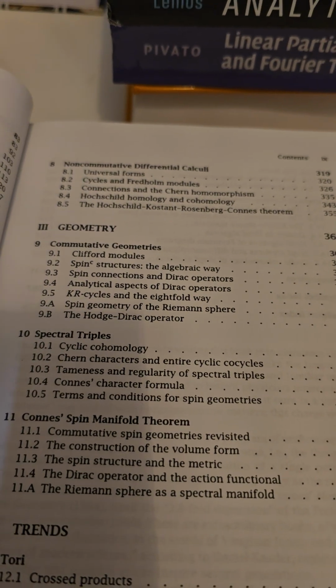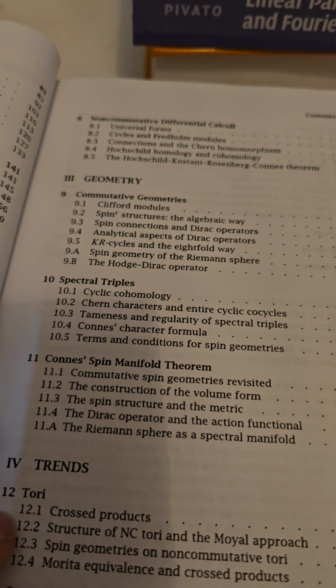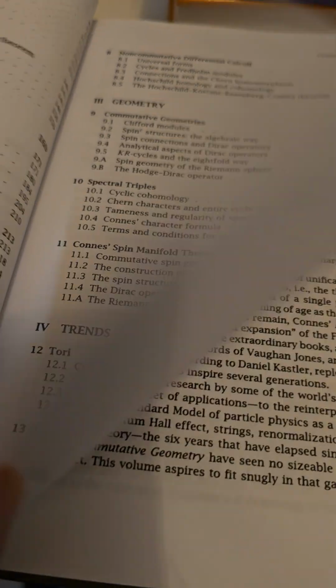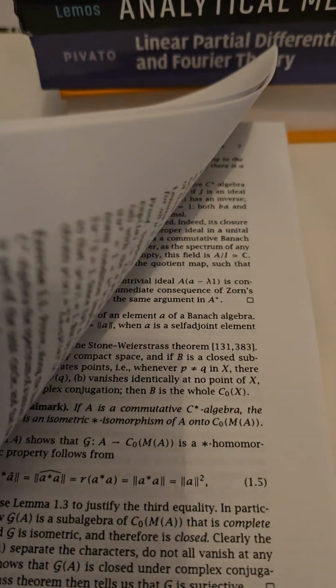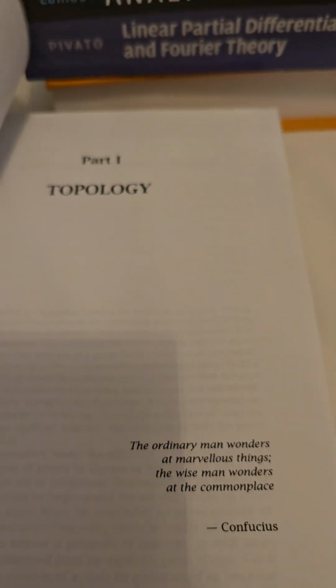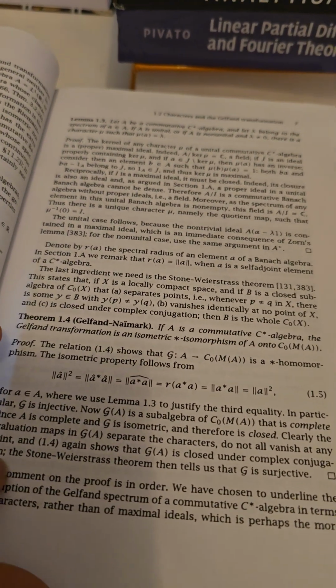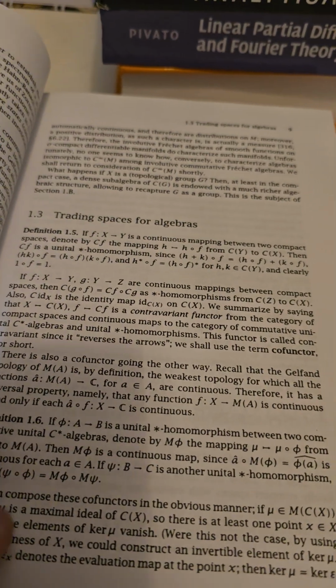It goes on to do non-commutative differential calculi, commutative geometries, spectral triples, Connes' spin manifold theorem, tori, quantum theory, and the Connes-Kreimer-Moscovici algebra. It's a very good book. I like this book a lot, but obviously it is a book for if you already know your stuff very well. See, here's the Gelfand-Naimark, very famous theorem. It does it really briefly.